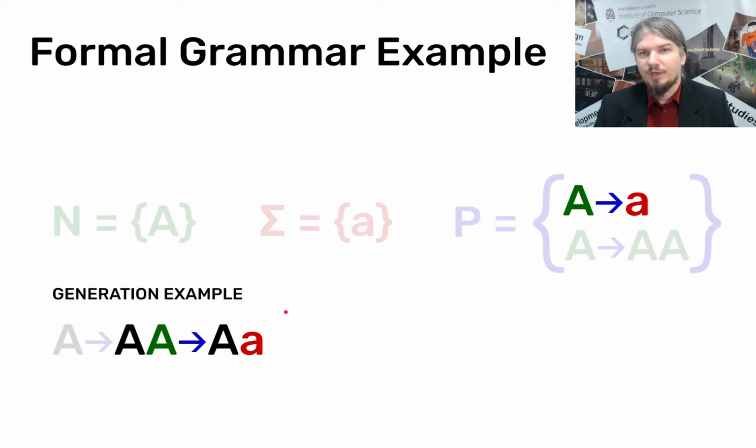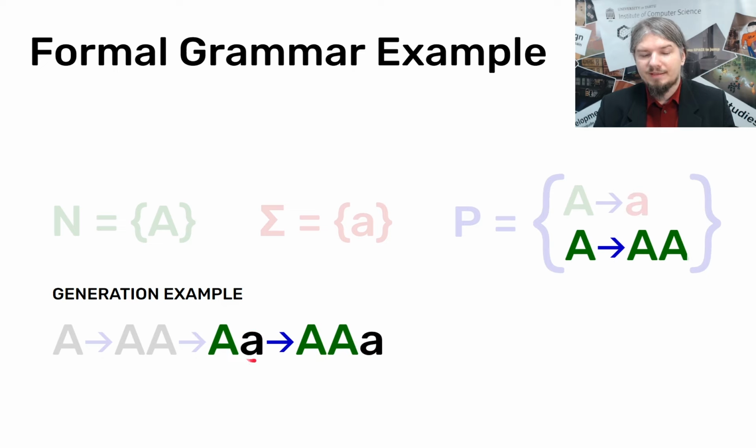At the next step, we again have a choice to make. So this time let's apply the first rule that transforms a capital A into lowercase a. And we apply it on the second capital A here, transforming it into a lowercase a. Now we can't transform this lowercase a anymore, but we still have one capital A left. So let's use the second rule again that transforms this into 2 capital A's.